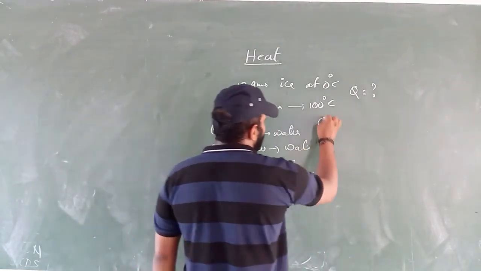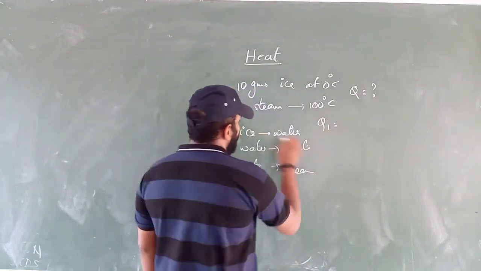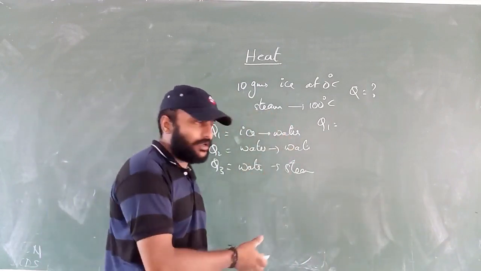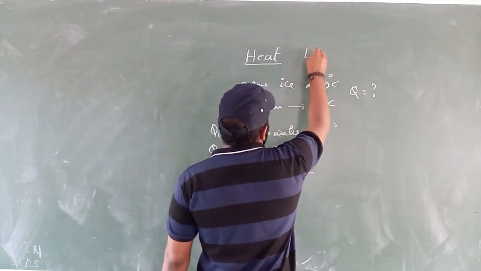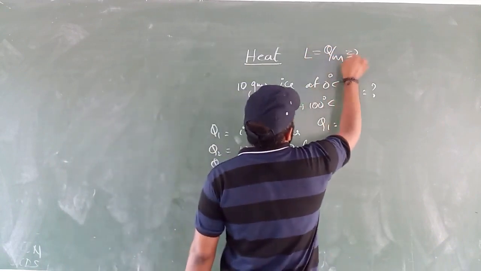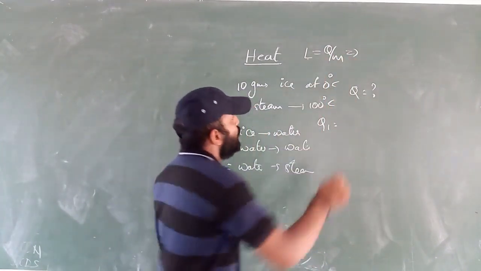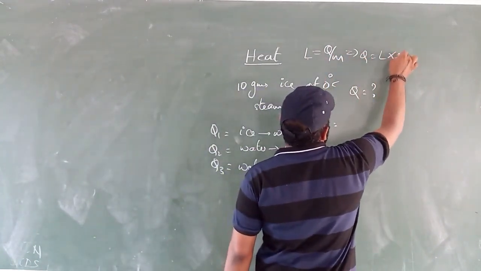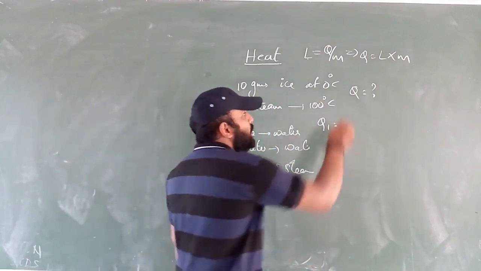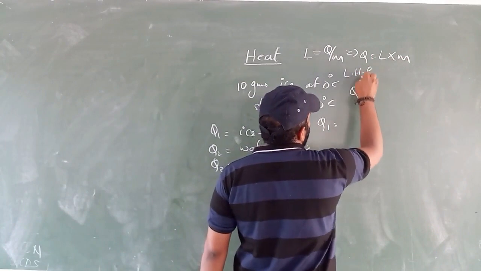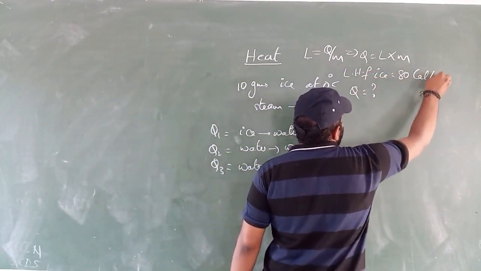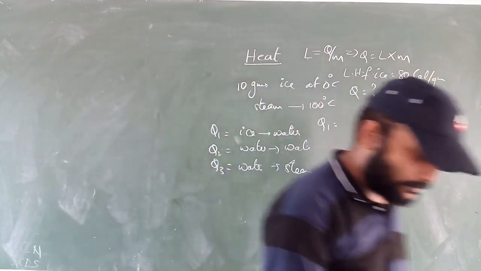So here Q1 tells about the change of state. Change of state means latent heat of fusion, solid to liquid. What is the formula for latent heat of fusion? L = Q/M. Here we require Q, so we can bring M to the left side: Q = L × M. When I was explaining the concept, I told you the latent heat of fusion of ice is 80 calories per gram.